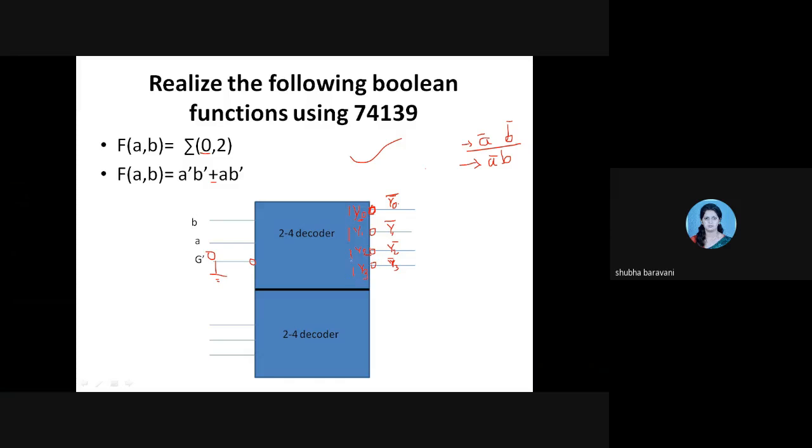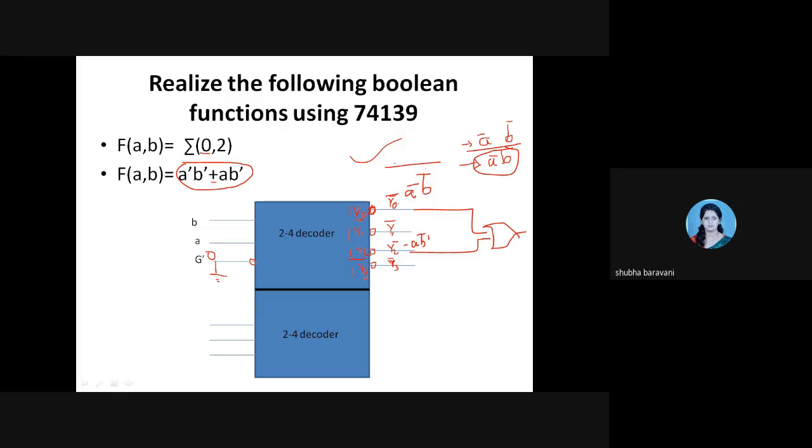Now see, what was your y2? y2 was a bar b. My work is what? I have to realize a bar b bar plus a b bar. But the output I have got is a bar b bar the whole bar, and here the output is a b bar the whole bar. Now I have to add these, so for adding I'll put an OR gate.